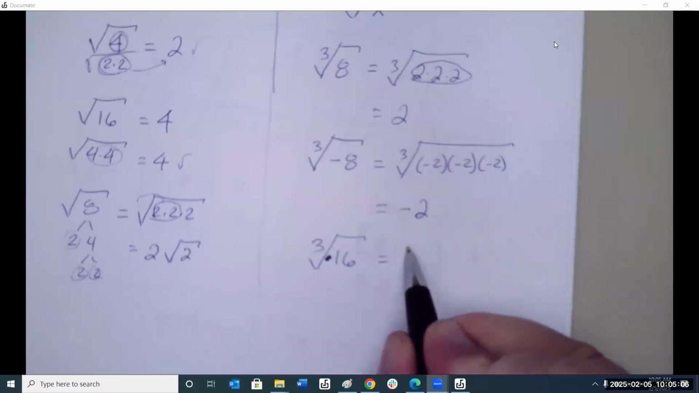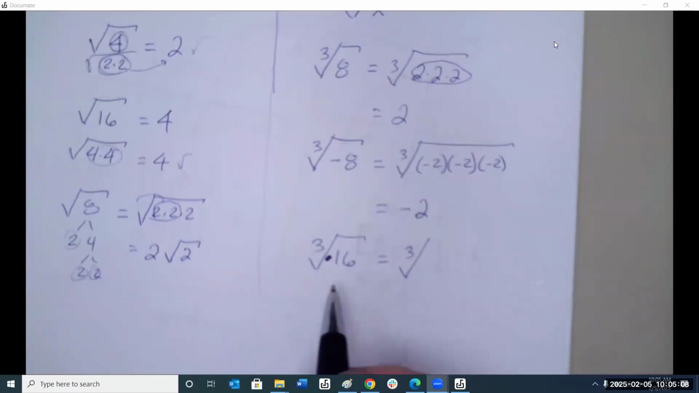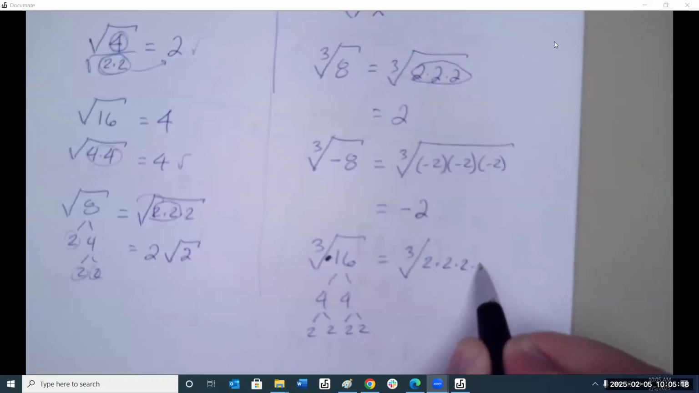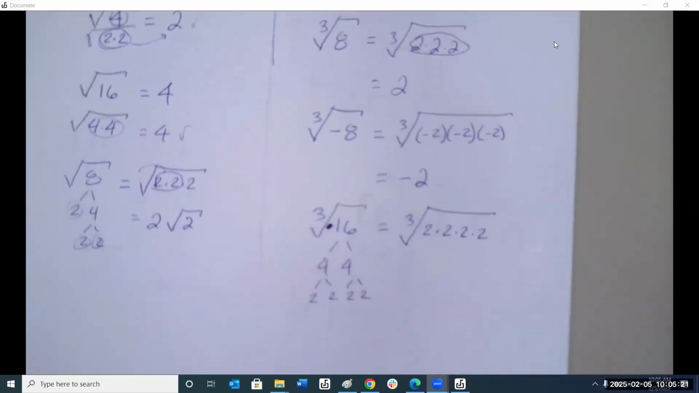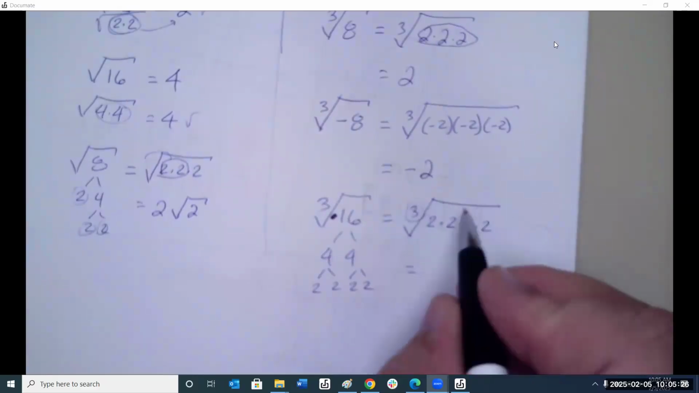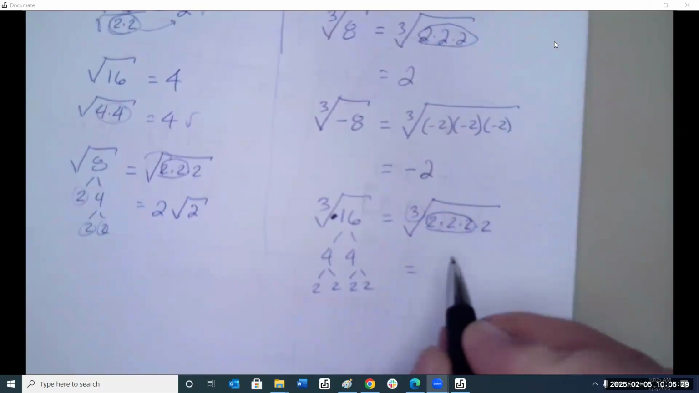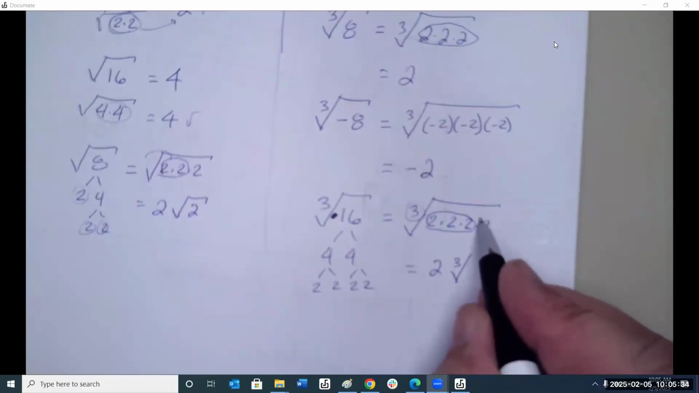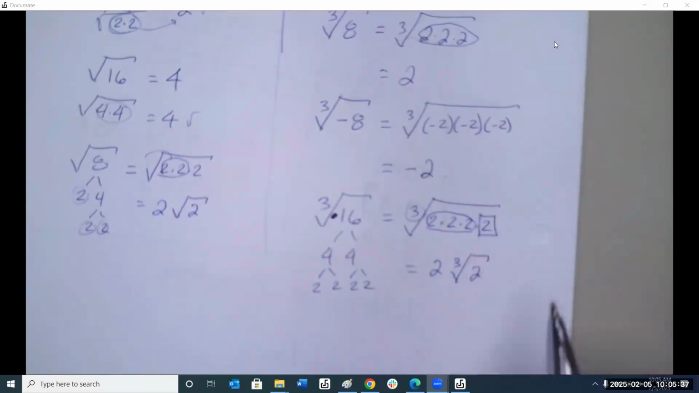So 16 is made up of what? 4 times 4. 4 is made up of 2 times 2. So it's made up of 2 times 2 times 2 times 2. We need 3 of a kind. So that'll come out in front. That 2 comes out in front. How many are left inside there? Just that one. So 2 cube root of 2 is the answer. That's how you simplify radicals.